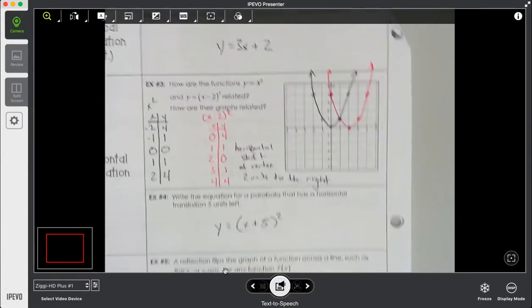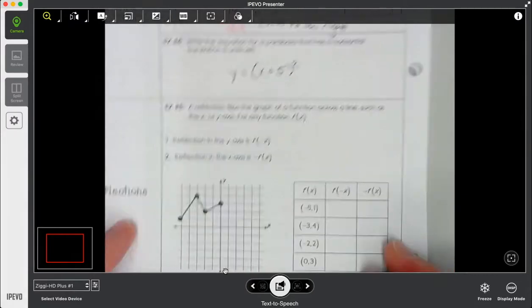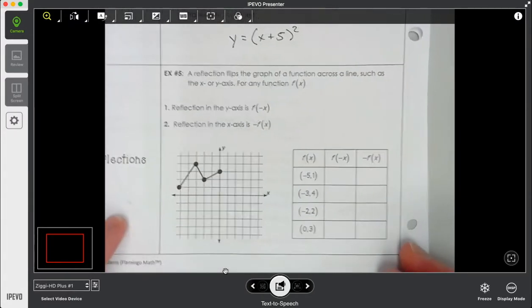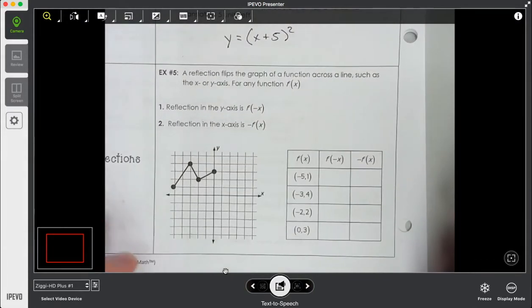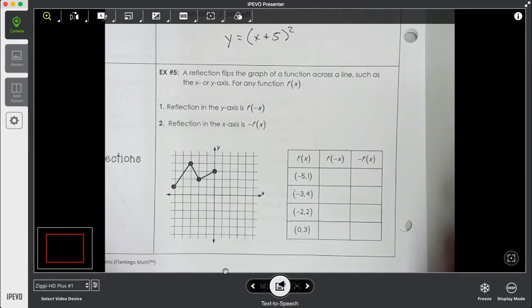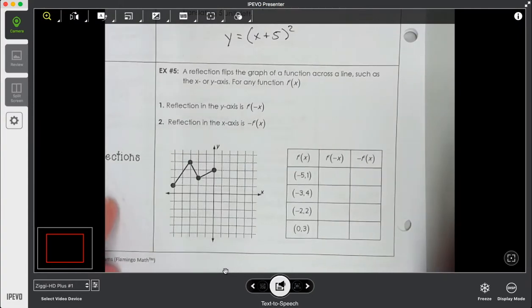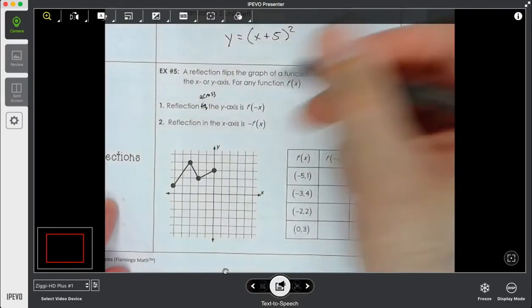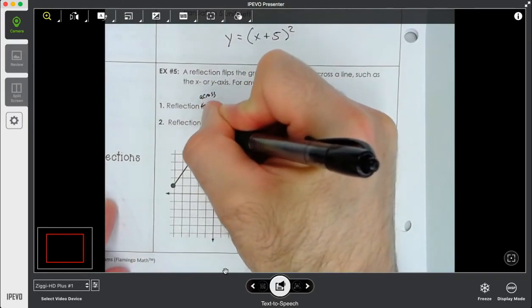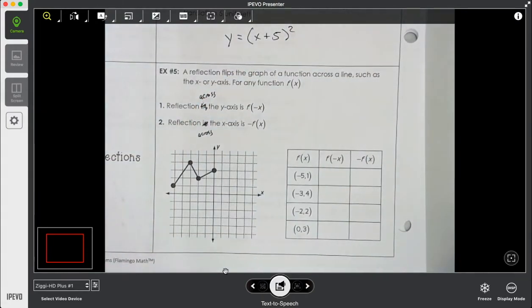So let's look at another one. All right, we're going to talk about reflections now. A reflection flips the graph of a function across a line, such as the x-axis or y-axis, for any function f of x. So we first want to look at what a reflection across, and that should really say a reflection across the y-axis, reflection across the x-axis.